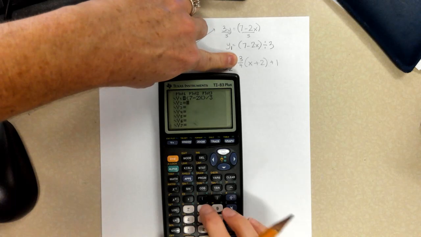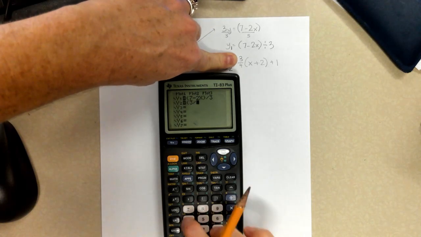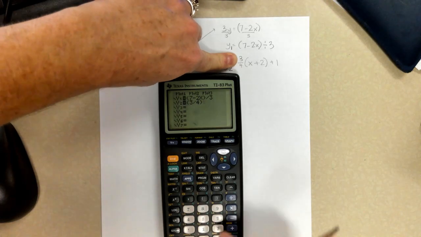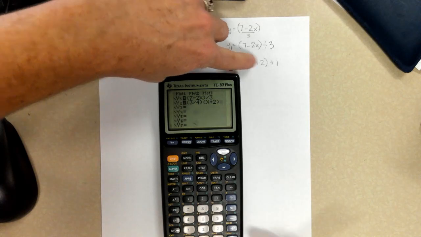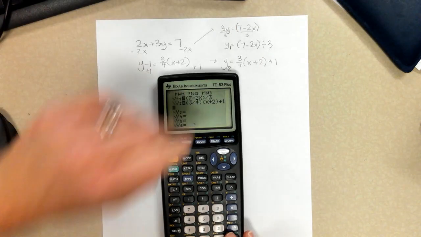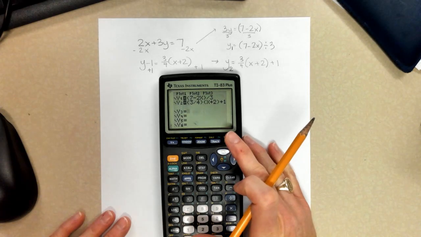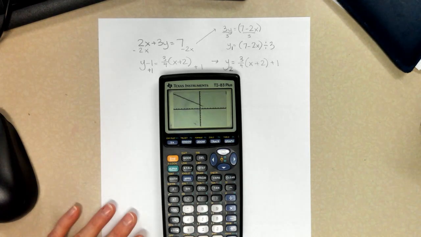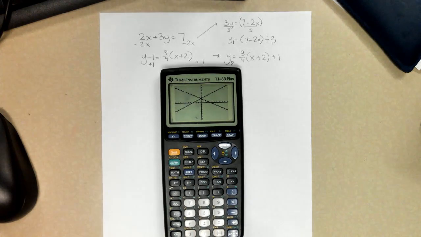Remember, without a fraction key, you put 3/4 in parentheses. So parentheses 3 divided by 4. Then parentheses again for x plus 2. And then add 1 behind the parentheses. And I'm going to draw, or graph. Press the graph button. If you can see the intersection, you know where the solution is, right?